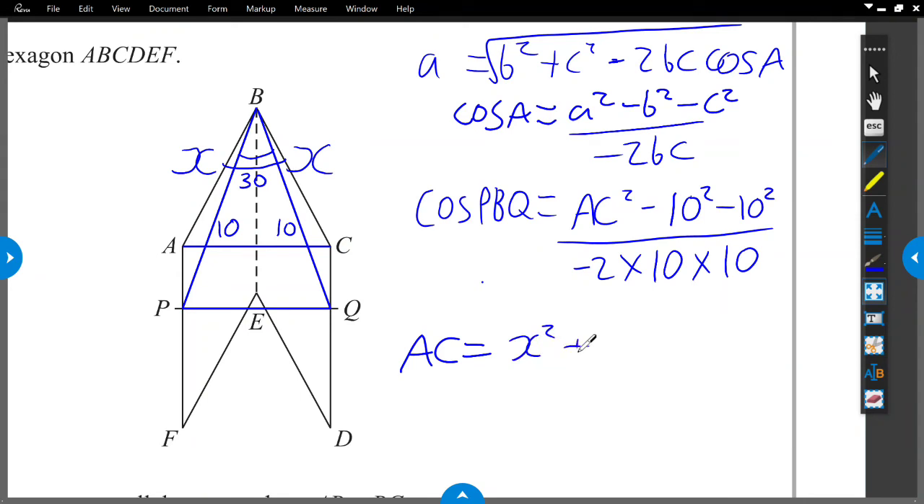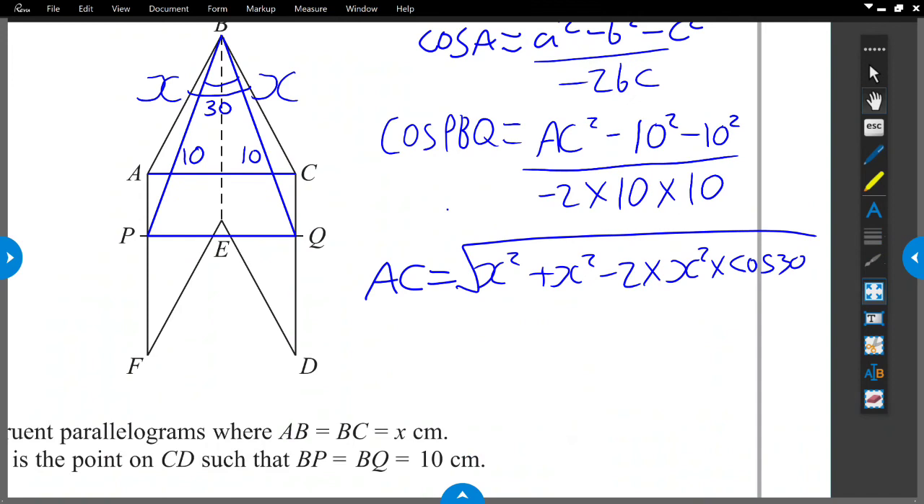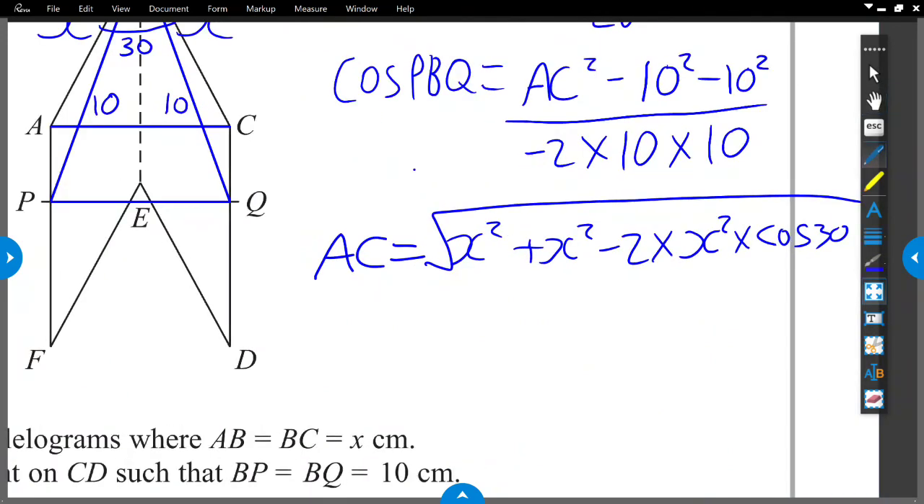So we have x squared plus x squared minus 2 times x, which gives you another x squared, times cosine of 30. All of that is square rooted. And before I plug it into the cosine equation, I'm going to simplify this down a bit. So we get 2x squared minus 2x squared lots of cosine 30.